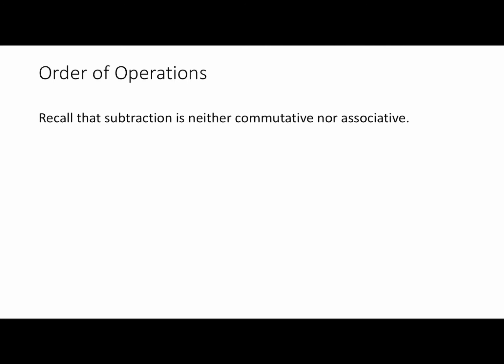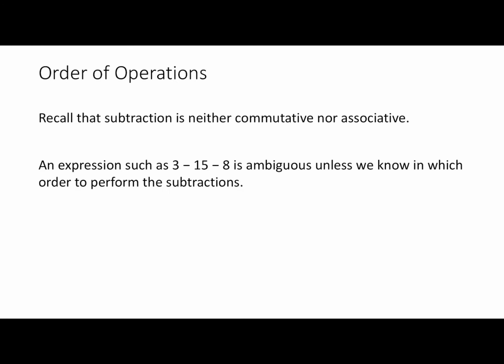Remember that subtraction is not commutative and it's not associative. So when you see an expression like 3 minus 15 minus 8, it's ambiguous unless we know in which order to perform the subtractions. We are always going to go in order from left to right. So that means you're going to subtract 3 minus 15 first and then subtract 8.